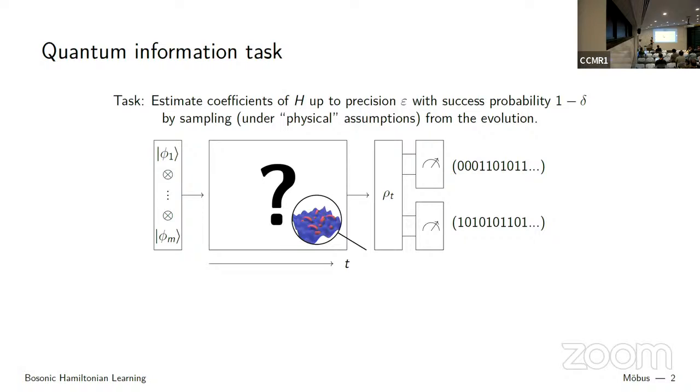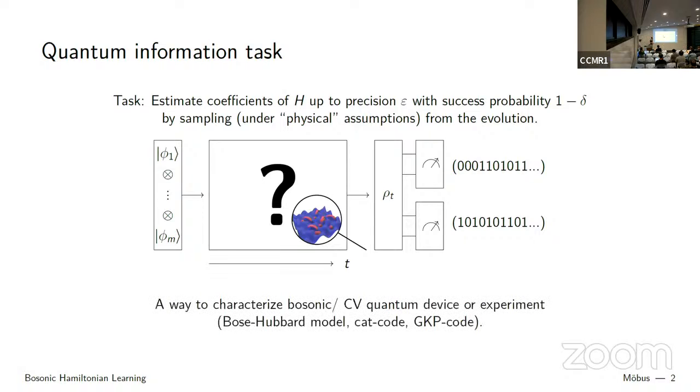Now, it's called bosonic Hamiltonian learning, so we are in the continuous variable, or bosonic system, case, and want to learn the Hamiltonian coefficients. This is a very fundamental task: we have some device or experiment, and we don't really know what's going on. We know some structure, but we want to learn the rest. In many other talks we've already seen the cat code or GKP code, where we can characterize those unitaries, and also the Bose-Hubbard model, for example.